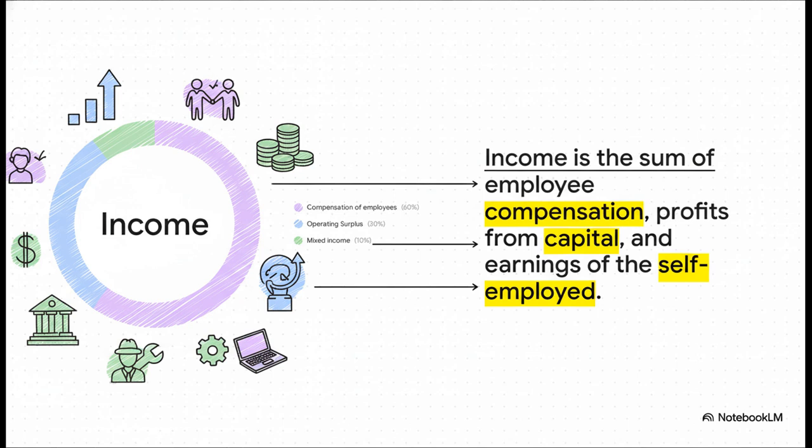Then you've got operating surplus, which is the income from capital, so things like rent, interest, and profits. And finally, there's mixed income, which is basically the earnings for self-employed people, where it's hard to separate out their labor income from their capital income.